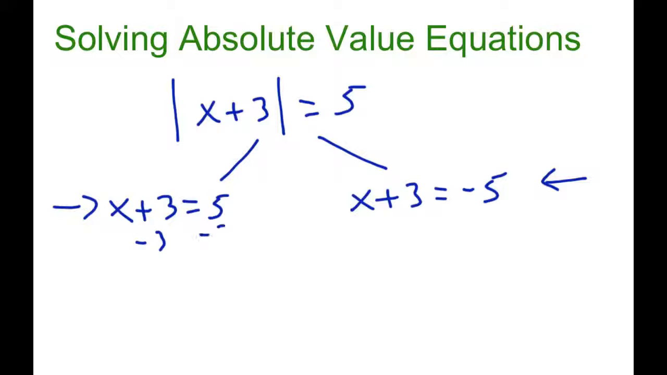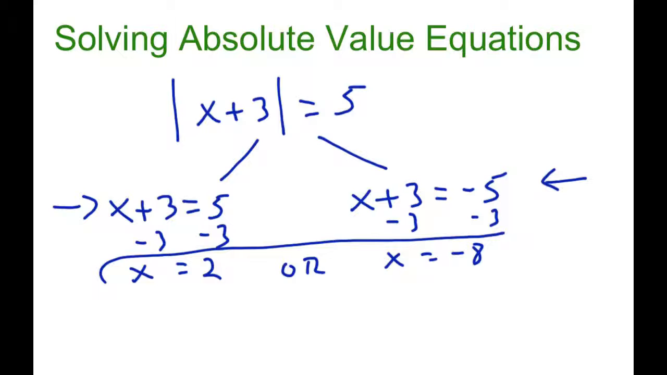Now I'm going to solve them. Subtract 3 on both sides. X equals 2. Subtract 3 on both sides. X equals -8. Either of these answers is correct, so I'm going to put an or in between. I'm going to circle x equals 2 or x equals -8.